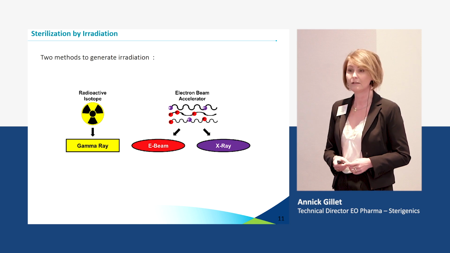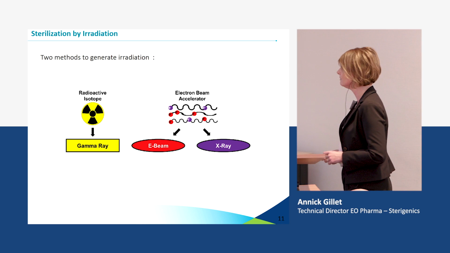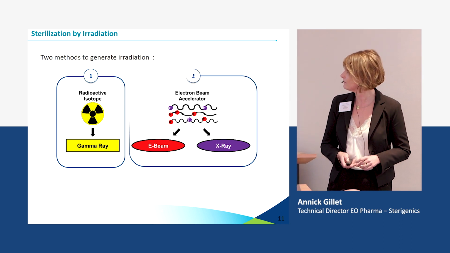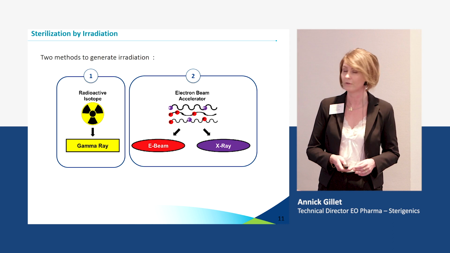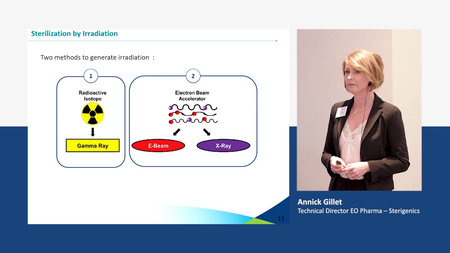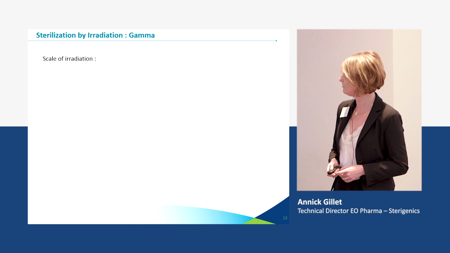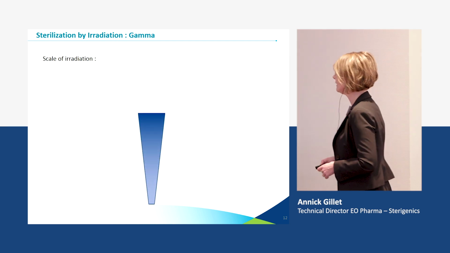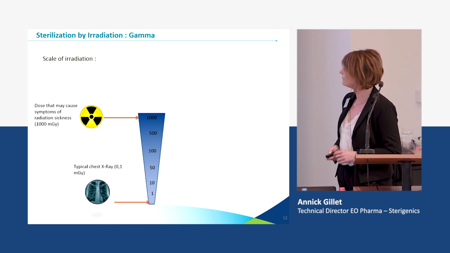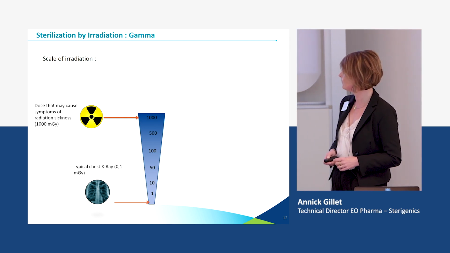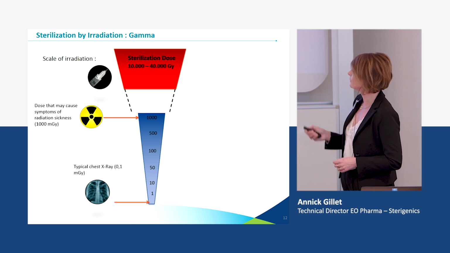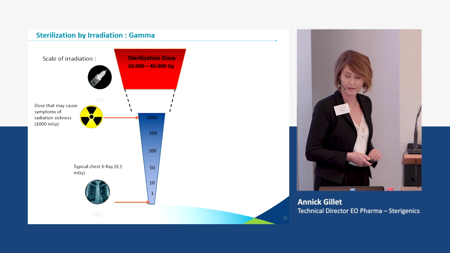About sterilization by irradiation, there are two ways to get a product irradiated. The first one is gamma sterilization, and the second one is the electron beam accelerator or particle accelerator, and then you have E-beam or X-ray. Let's briefly go through these two technologies. Again, to illustrate and give you an idea about what type of radiation we are talking about: 0.1 is the level when you go to the hospital for a chest X-ray. And here is the level we are talking about for sterilization. So really much higher compared to the lower scale.